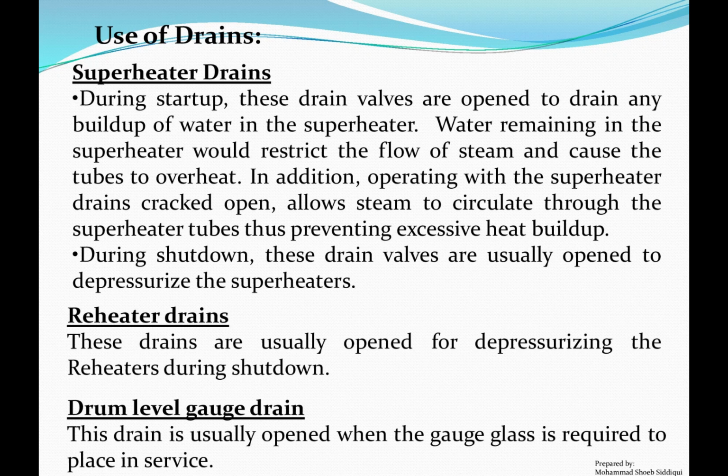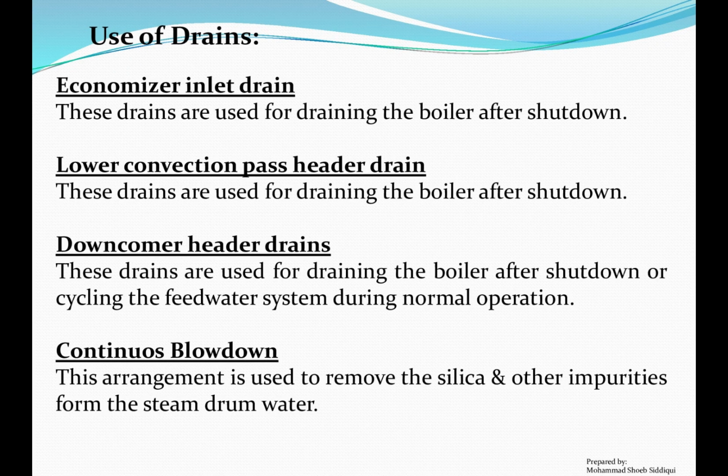Reheater drains. These drains are usually open for depressurizing the reheaters during shutdown. Drum level gauge drain. This drain is usually opened when the gauge glass is required to be placed in service. Economizer inlet drain. These drains are used for draining the boiler after shutdown. Lower convection pass header drain. These drains are used for draining the boiler after shutdown.